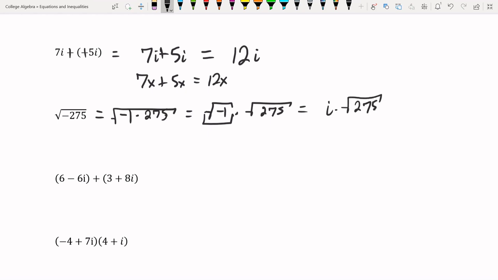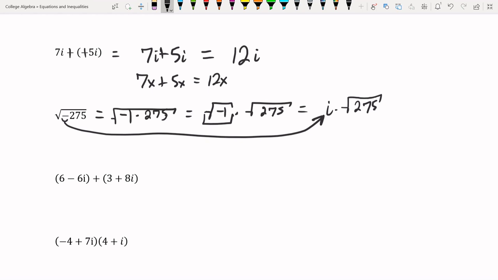This is always your first step: to take the negative outside the radical as an i. You don't have to do this whole long process that I just did. You can just move it to the outside as an i, because that's the correct algebraic way of doing it.